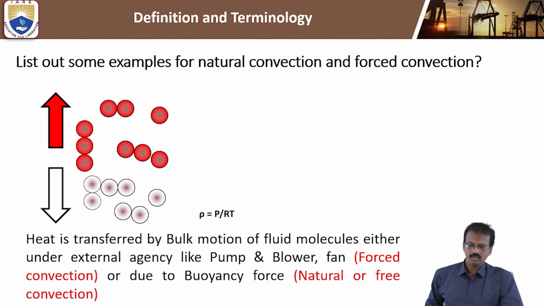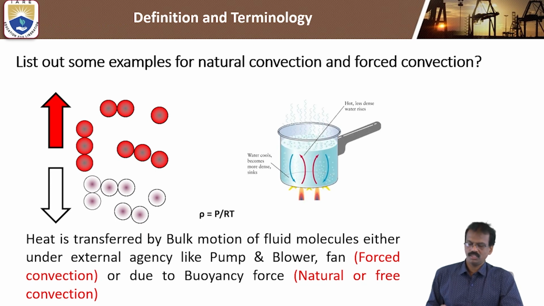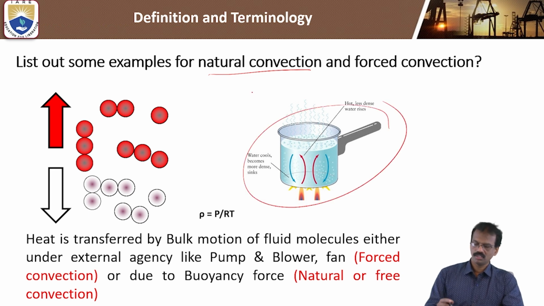Next, list out some examples of natural convection and forced convection. Natural convection occurs by the buoyancy effect, the movement of particles from bottom to top. When you give heat to these particles, the density of the heated particles will be reduced. These less dense particles move upward, and heavier, denser particles move downward. In this way, heat transfer takes place by the movement of the particles. This movement of particles occurs naturally, that is called natural convection.